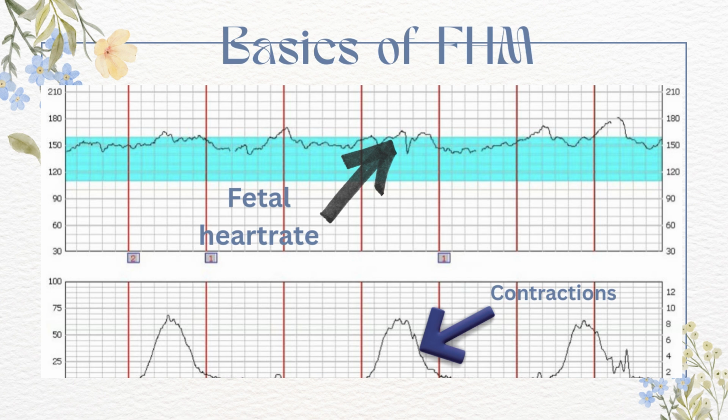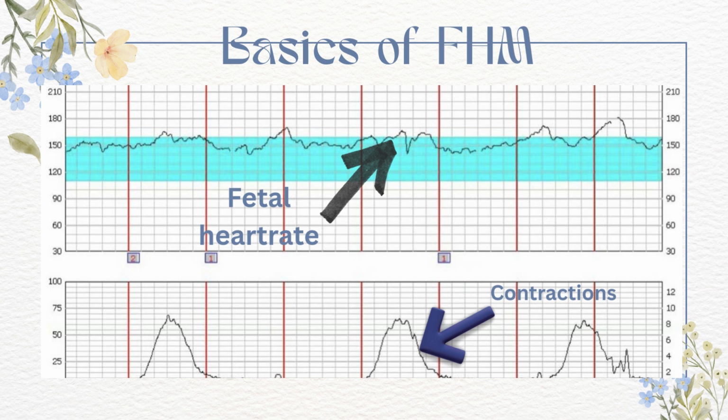So, you'll see in the blue highlighted area, that is the fetal heart rate. Normal fetal heart rate can be anywhere from 110 to 160s, 170s. You'll see that there's some rises and elevations in this heart rate. It's not a flat line. Okay, that's what we call variability.